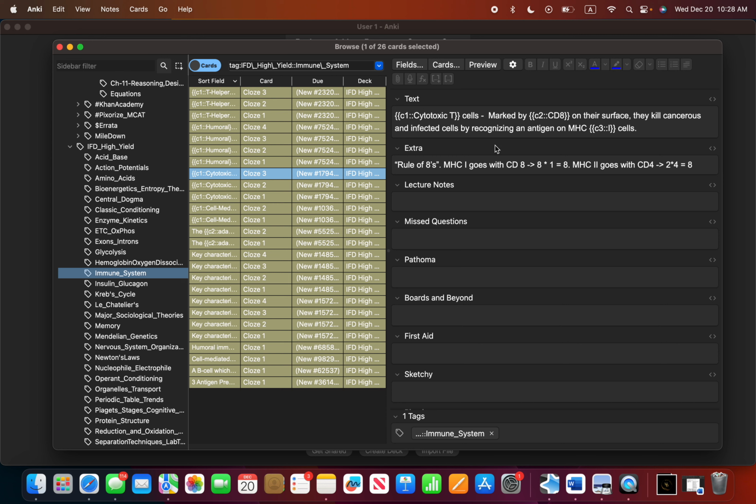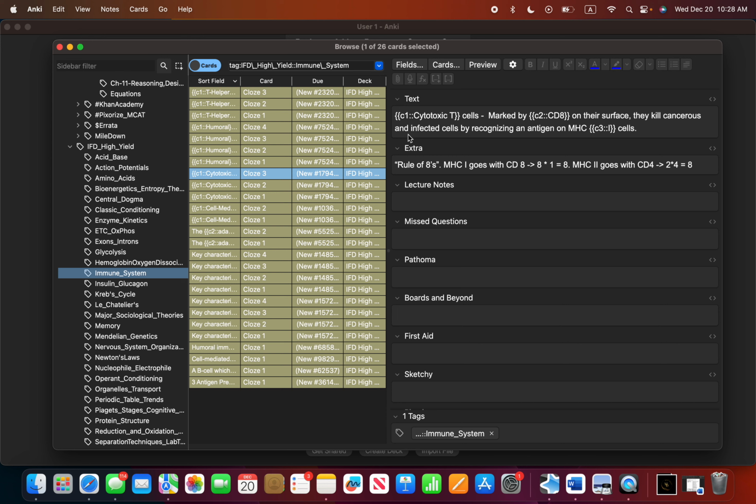So next concept is that cytotoxic T cells, marked by CD8 on their surface, kill cancerous and infected cells by recognizing an antigen on MHC1 cells. So rule of 8s. MHC1 goes with CD8. 8 times 1 equals 8. MHC2 goes with CD4. 2 times 4 equals 8. Cool. So we have cytotoxic T cells as well.